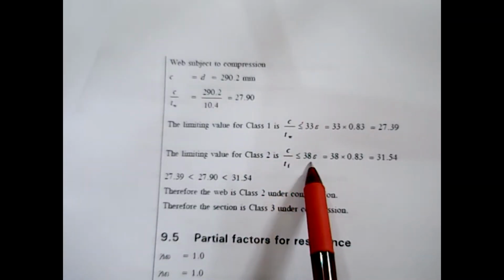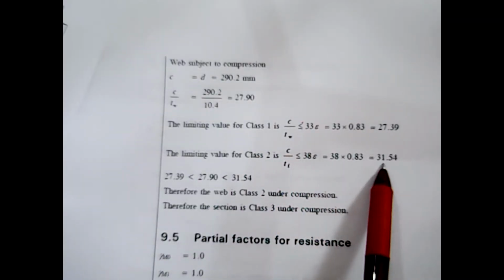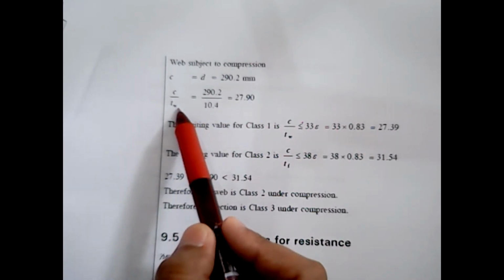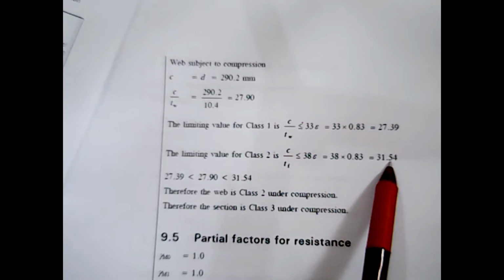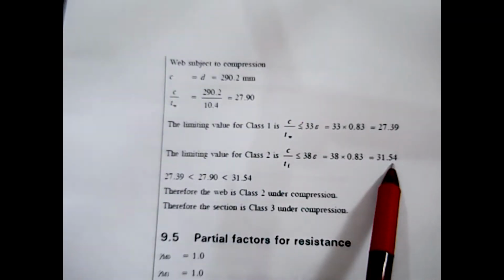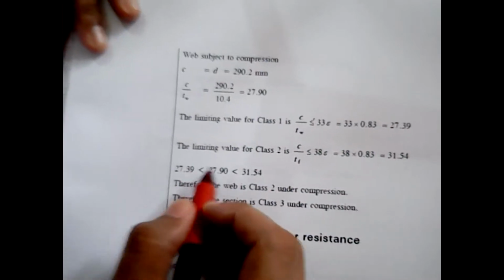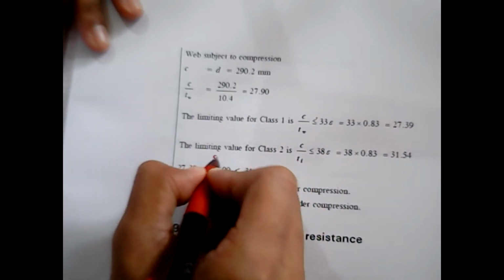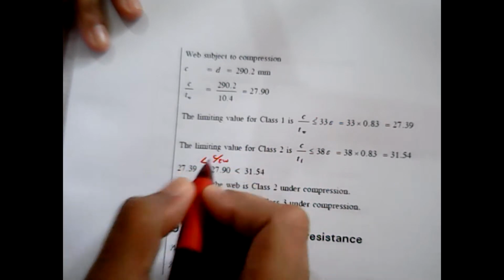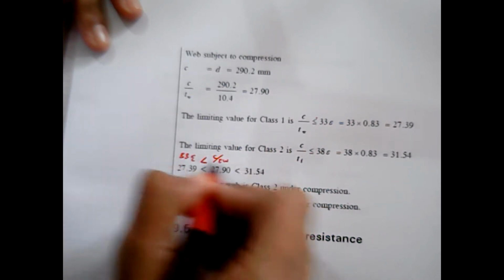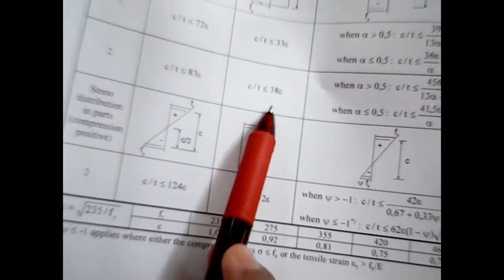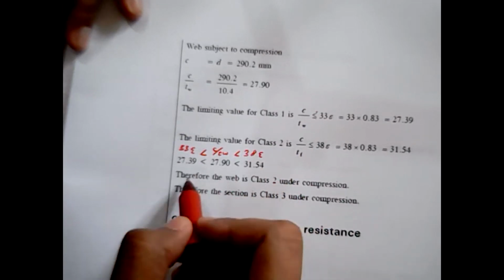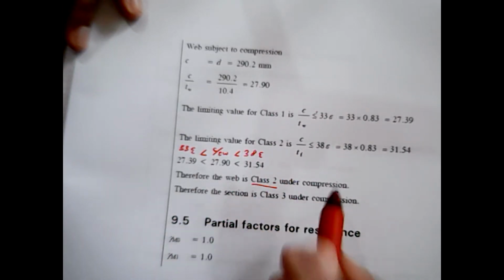When you check for 38 epsilon, you can see that it is 31.54, which means C over TW is less than the 38 epsilon limit. So since your C over TW is larger than the 33 epsilon limit but lesser than the 38 epsilon limit, the web is class 2 under compression.